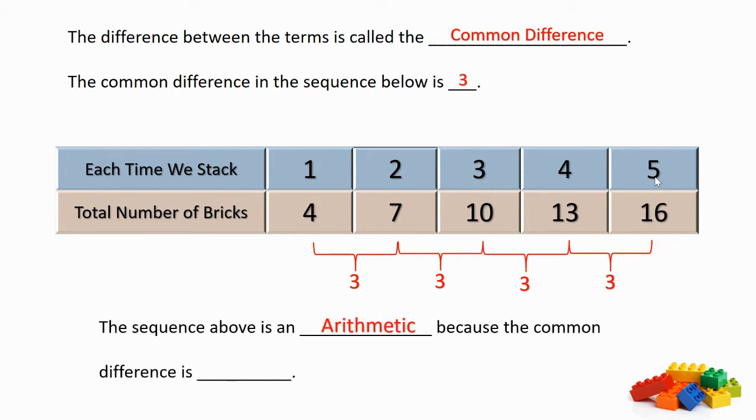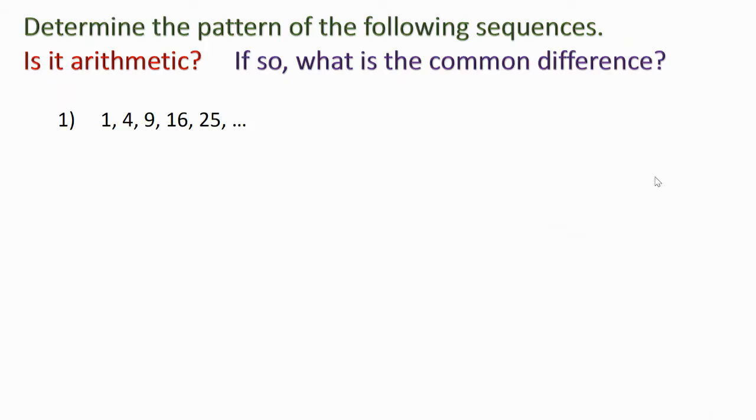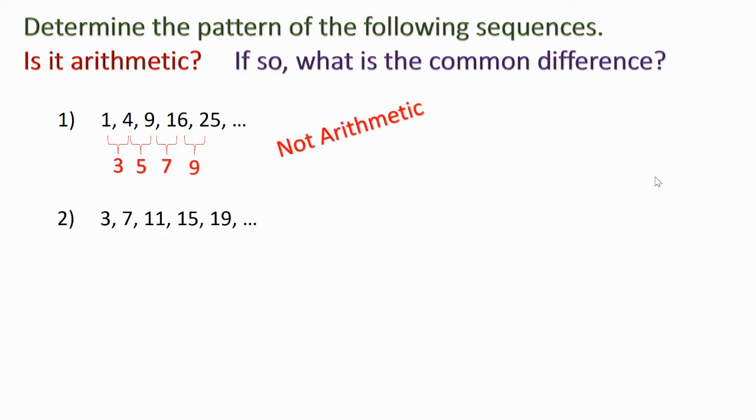Now, the sequence above is called an arithmetic sequence because the common difference is constant. It doesn't change. We didn't add 3 and then add 5 and then add 2 and then take away 8. We added 3 consistently every time. So we would say this is arithmetic. All right, so let's see if this is arithmetic or not. Do you think this pattern is arithmetic? Well, let's see. This time I added 3, and then I added 5, and then 7, and then 9. So is that arithmetic or not arithmetic? It is not arithmetic. It's not a consistent pattern.